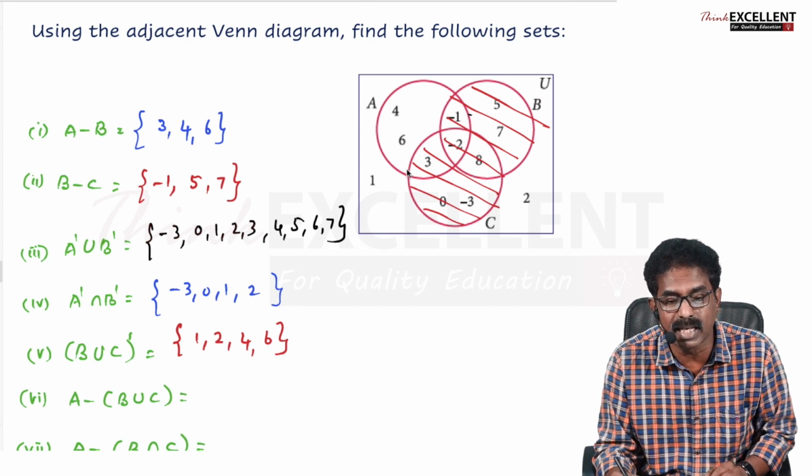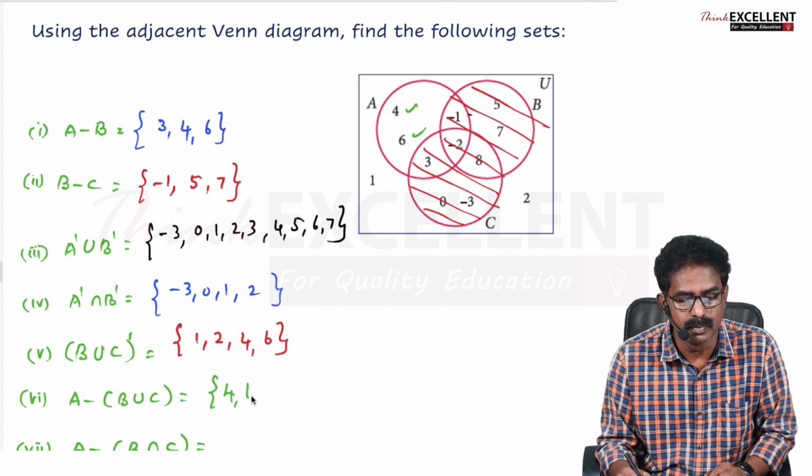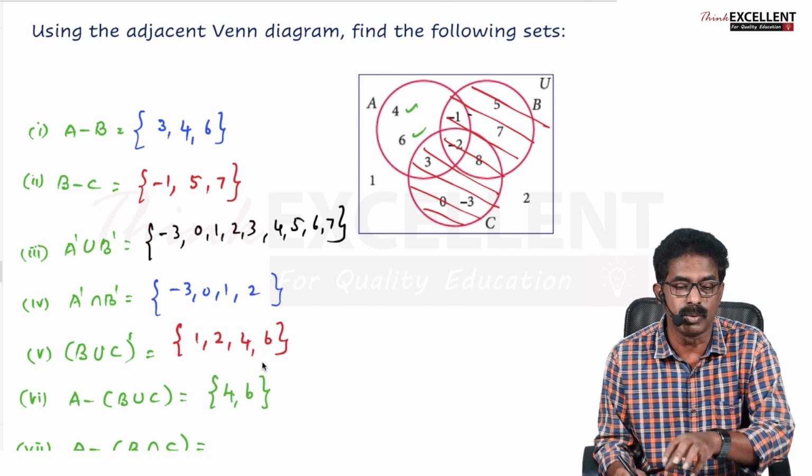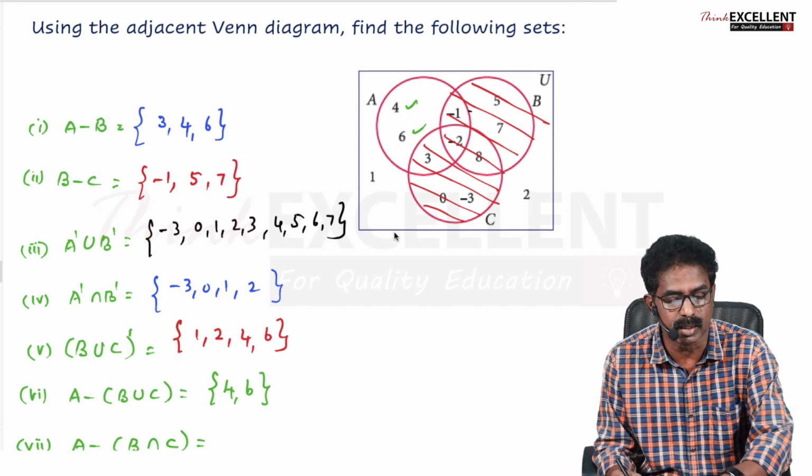In A, not shaded here. The numbers are what? Only 4 and 6. In A, but not in B union C. B union C already shaded there. Okay, don't take that. The remaining elements in A you take. See the next one.